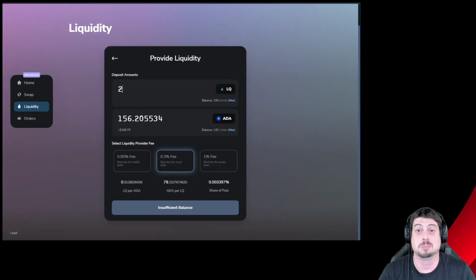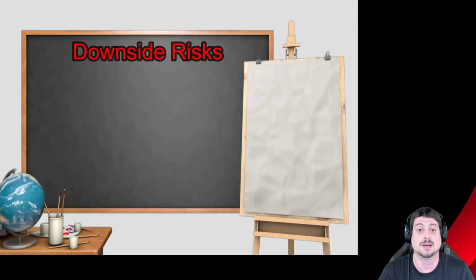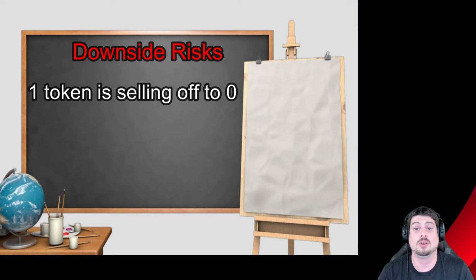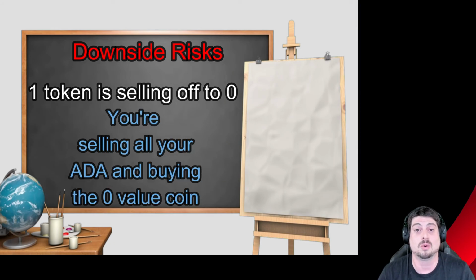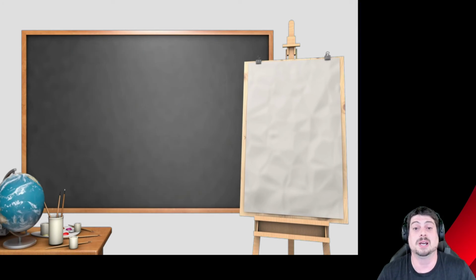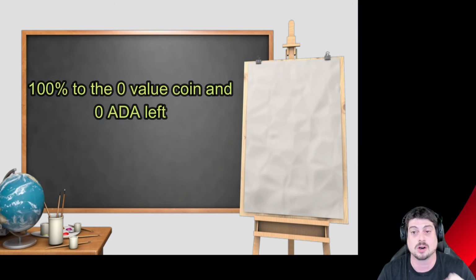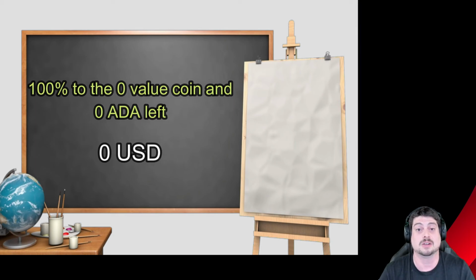If not making the full profit scares you, let's discuss the downside risk of providing liquidity. If one token is selling off all the way to zero and you're the liquidity provider, you're selling all of your good coin or ADA and buying all of the coins nobody wants on the way down. No! No! No! If a coin sells to zero, you will be 100% in that coin and have zero ADA left paired with it, leaving you at $0 in value. It compounds the downside risk.